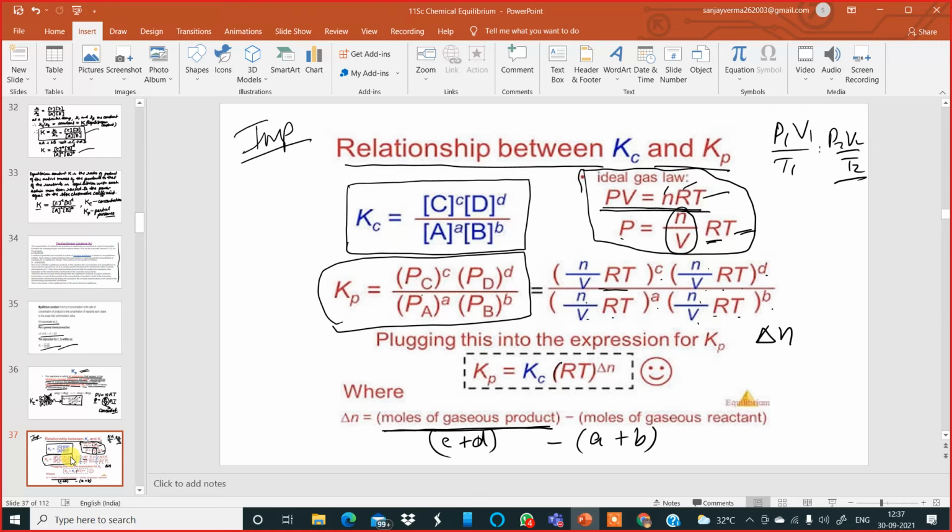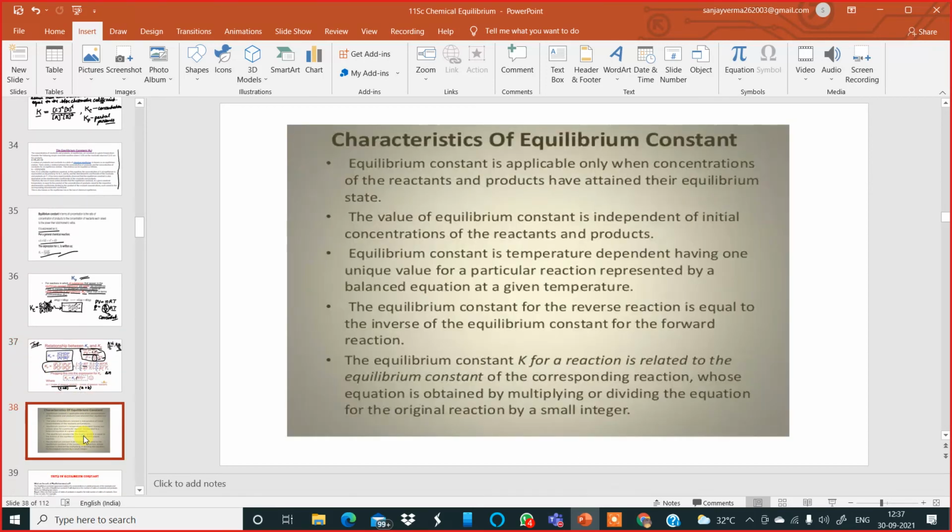Okay. Now moving to the next slide, my dear boys. The characteristics of equilibrium constant. You can read this from the book also, but I would like to show you and read out the important characteristics. Equilibrium constant is applicable only when the concentrations of the reactants and products have attained their equilibrium state. Otherwise it will not be applicable. There has to be an equilibrium, that means delta G must be equal to 0.